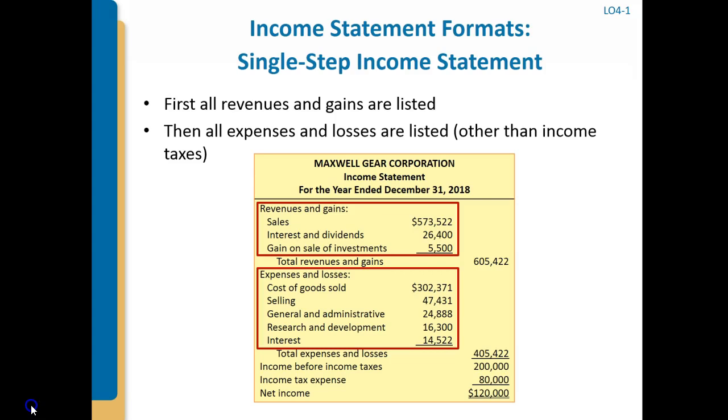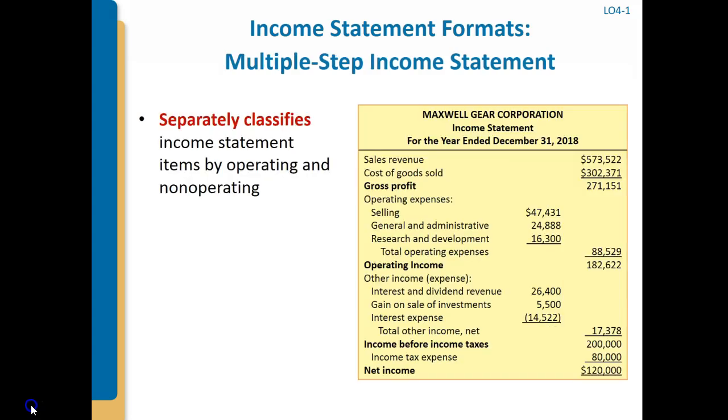Then expenses and losses are grouped, subtotaled, and subtracted in a single step from revenues and gains to come to income from continuing operations. In a departure from that, though, companies usually report income tax expense in a separate line in the statement. Operating and non-operating items aren't separately classified. So this slide here is an example of a single-step income statement for this hypothetical manufacturing company, Maxwell Gear.